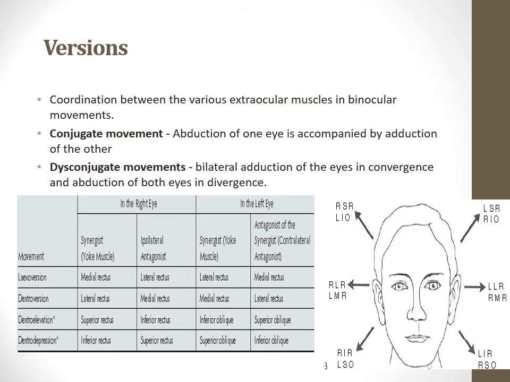That means the synergist movement is present, and in this conjugate movement, there is opposite movement of the same muscle in opposite eyes. So bilateral adduction of the eyes in convergence and abduction of both eyes in divergence. Then the versions are divided into either levoversion or dextroversion, dextro elevation or dextro depression.